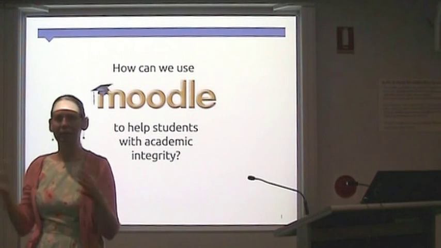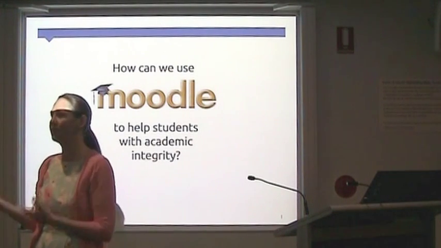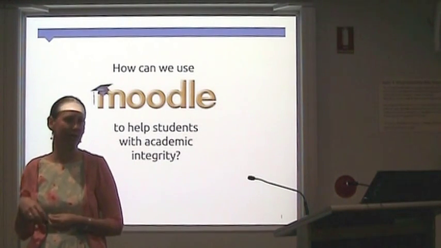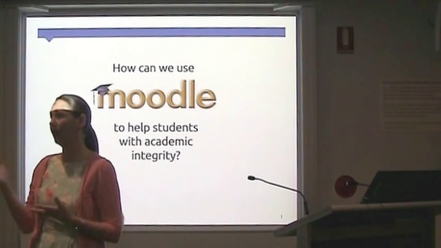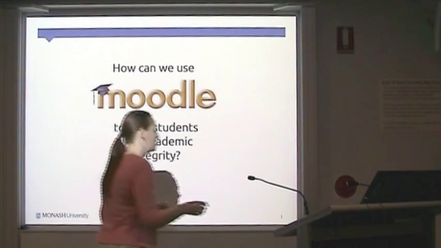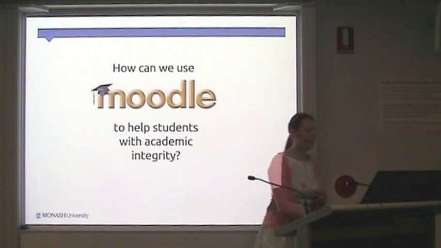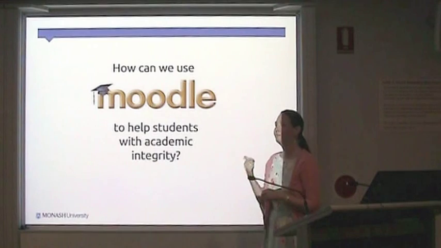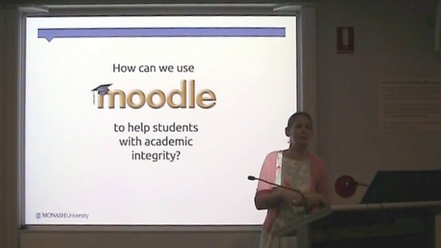The higher the text matches that occur, the higher the percentage that a student receives in an originality report. And that's the report that you and the student receive about how much text is actually matched. So how can we use Moodle and Turnitin to actually help with academic integrity?